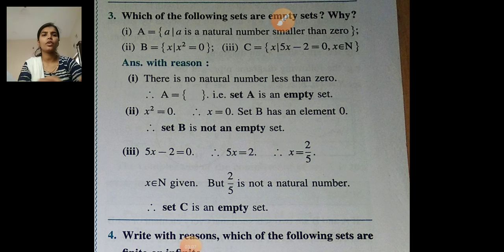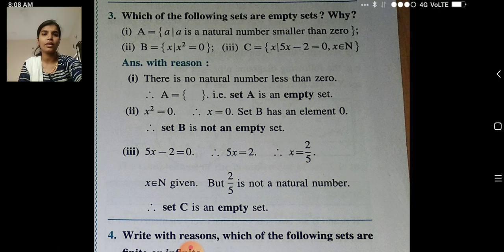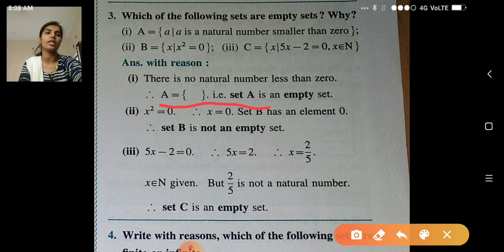Which of the following sets are empty sets? Empty set means we have to write sets with no element, that means a set having 0 elements. So the first example is set A, the set of all a such that a is a natural number smaller than 0. All of you know that natural numbers start from 1. So numbers less than 0 are not natural numbers; these are negative integers. So in our set we don't have to write any element, so A is an empty set.